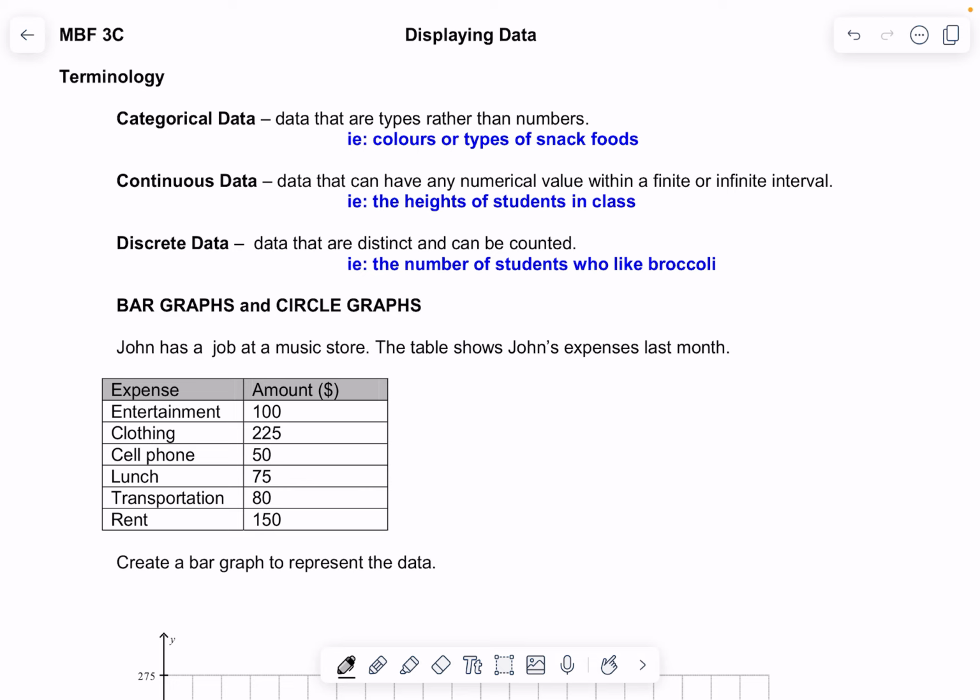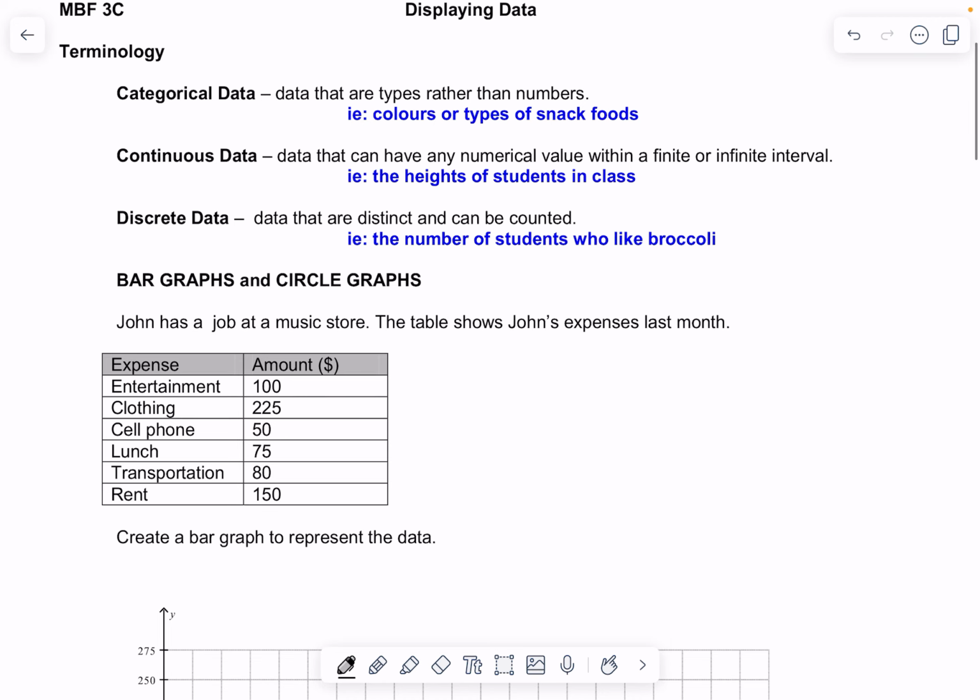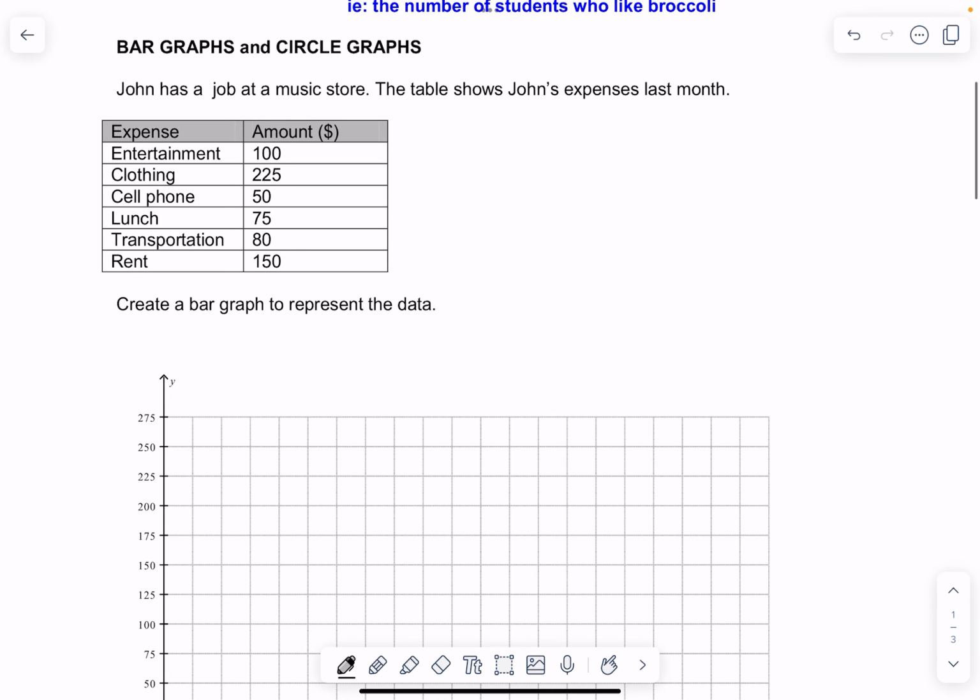Discrete is just numbers that can be counted. So some of these terms contain a little bit of confusing terminology. Basically, to summarize, discrete, whole numbers. Continuous can have decimals. That's the easiest way to think about it.